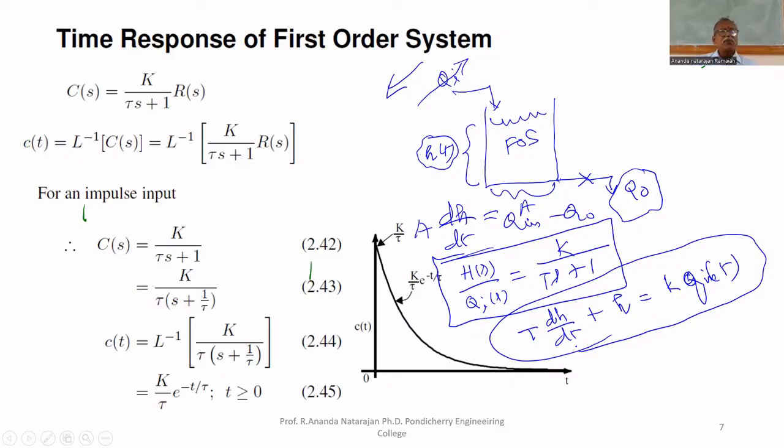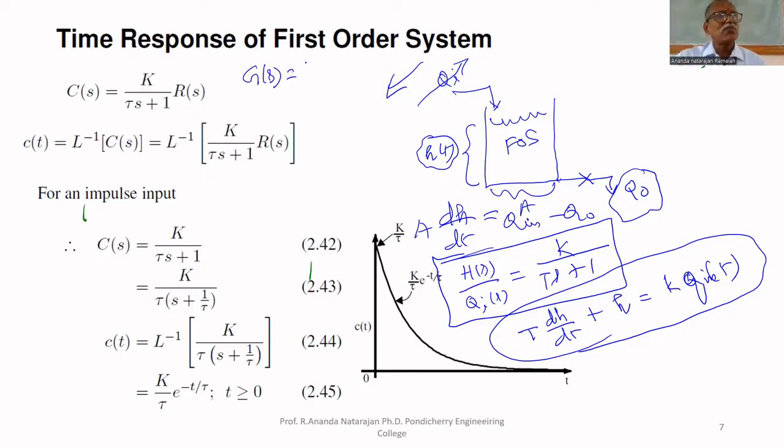For a given input, if you draw the output of the system with respect to time, then it is called time response. We can draw the time response for a given system if we know its transfer function. Suppose I know the transfer function of a first order system. You can assume that it may be an RC circuit, or a level tank, or a thermometer, some first order system.